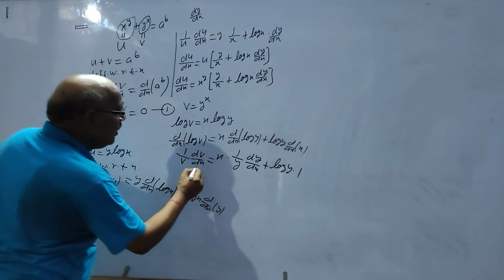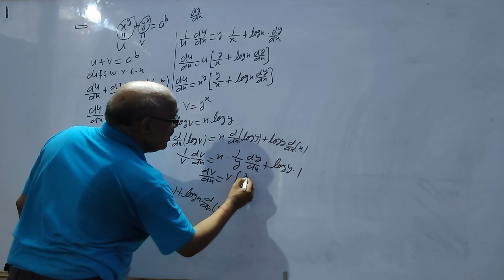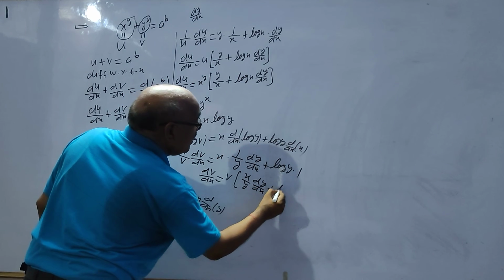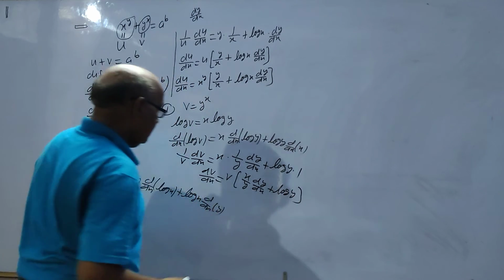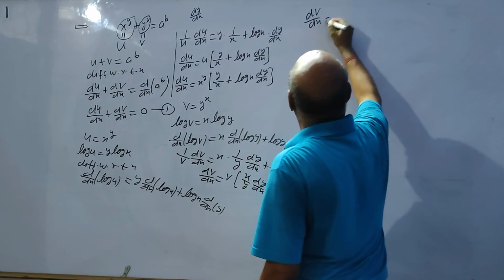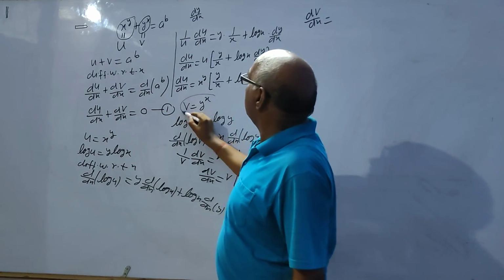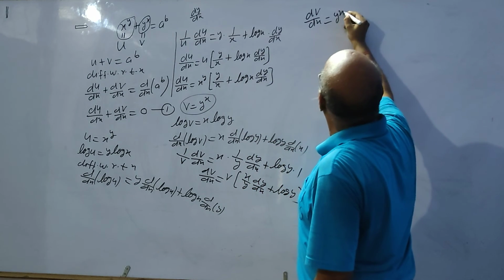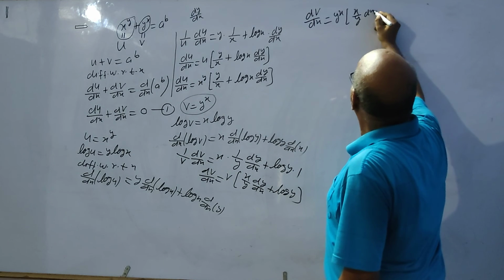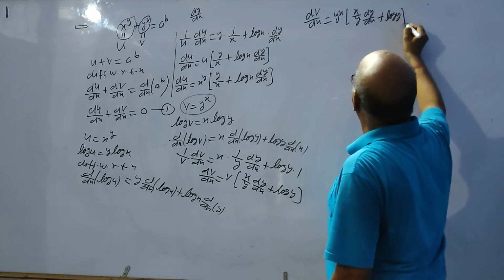That is 1. Therefore dv over dx is equal to v times of x upon y times of dy over dx plus of log of y. Now put the value of v, तो क्या हो जाएगा? That is dv over dx is equal to what is v? v is equal to y to the power x. This you can say that is what y to the power x into this is x upon y into dy over dx and plus of this is of log of y.